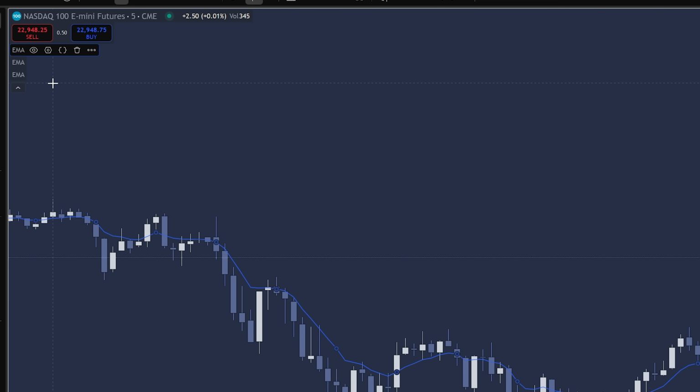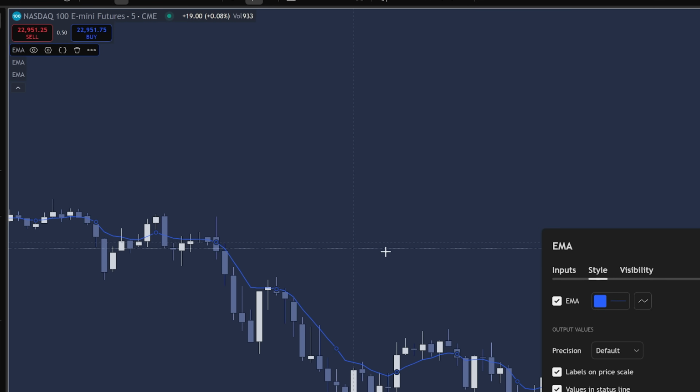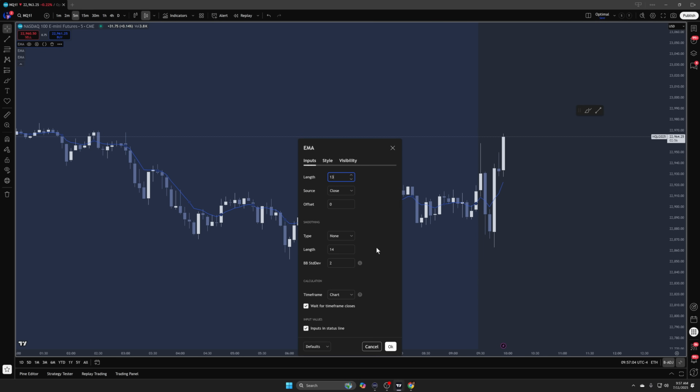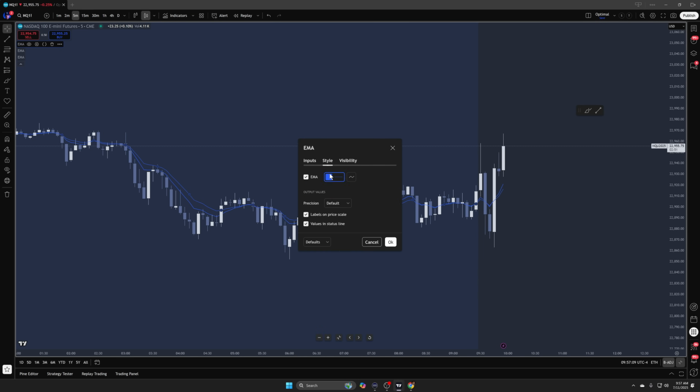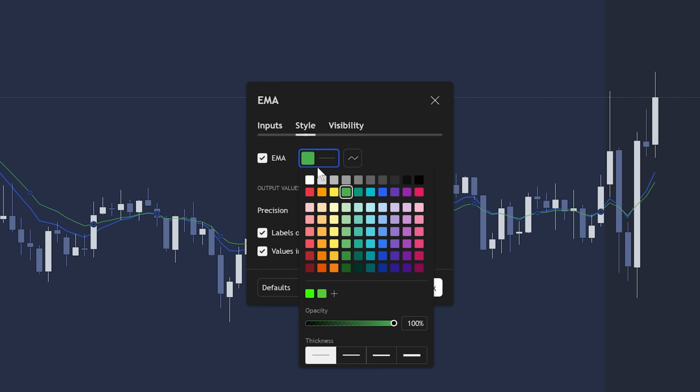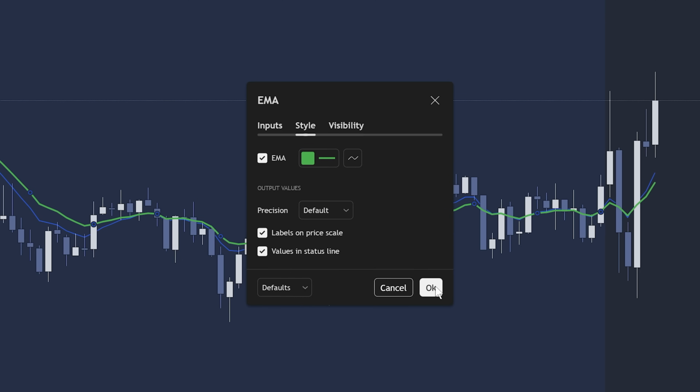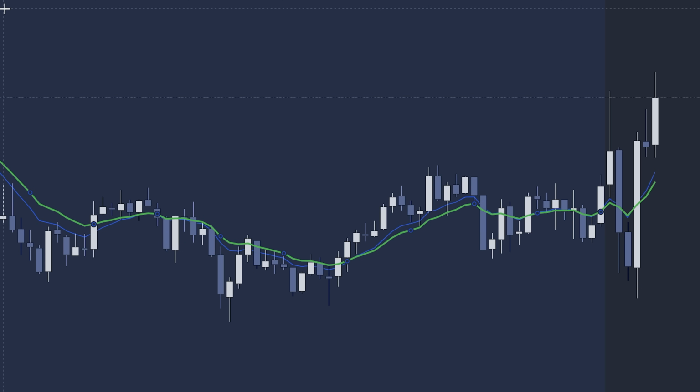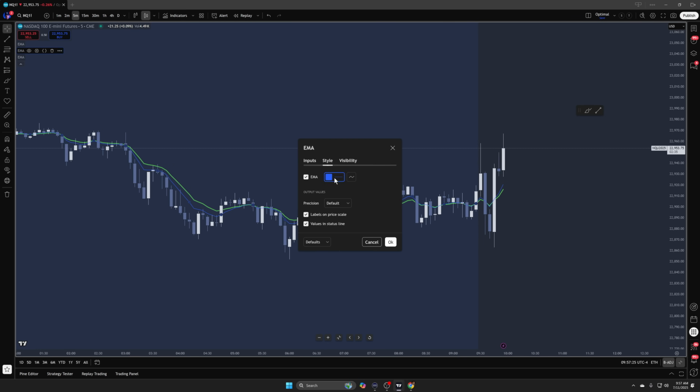Okay, so now we've got 3 EMA indicators there. What we're going to do is change them up here. The input here is going to be a 13. We're going to change the style, make it a little thicker. This will be green. Okay, so here we go. We click OK. So we've got the 13 EMA green.